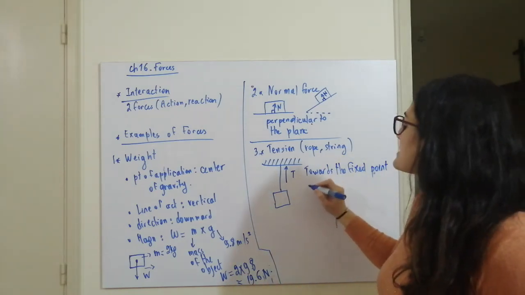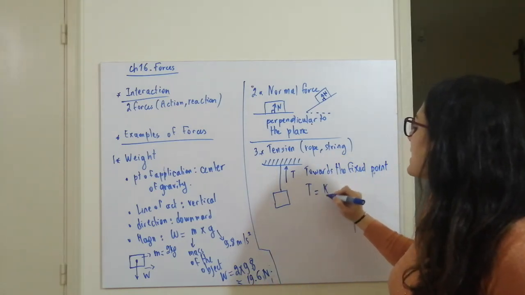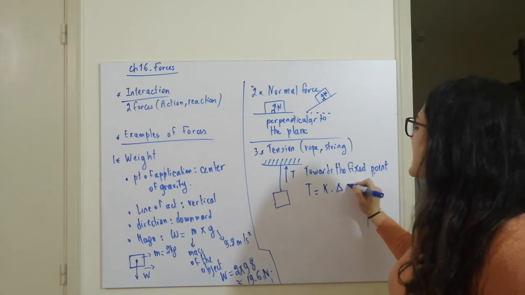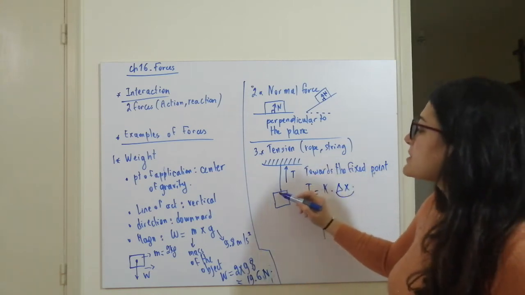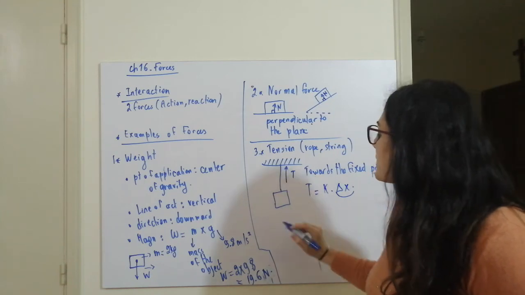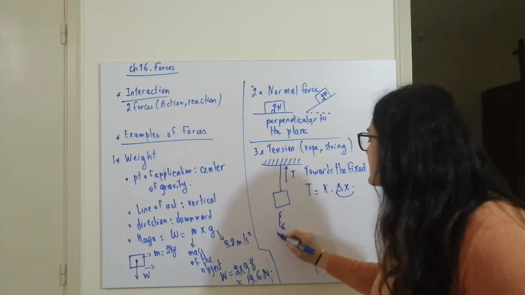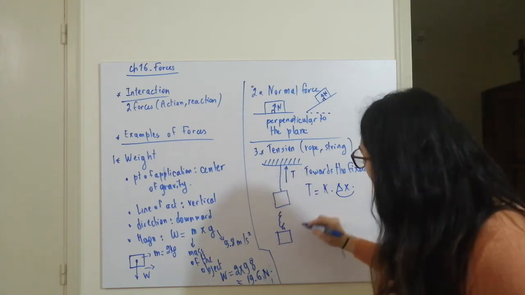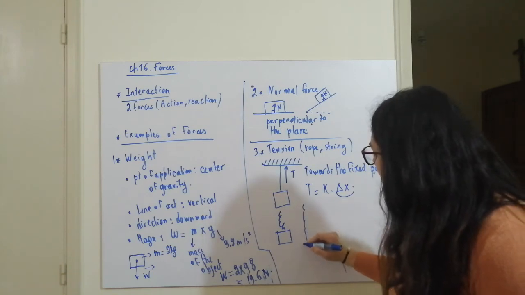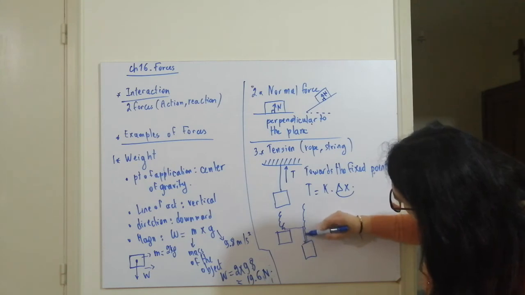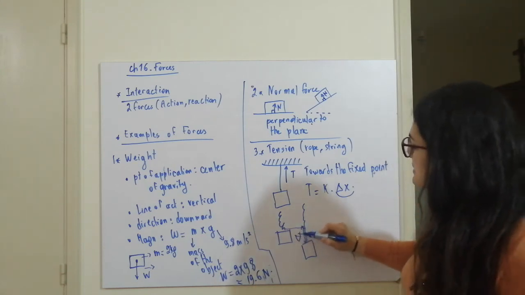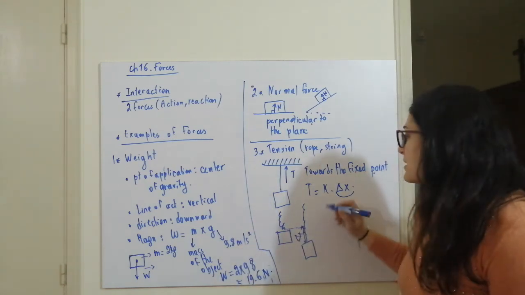Now to calculate the tension, T equals K times delta X, where K is a constant. Delta X is the difference in the displacement of the object. Let's say you have this example, so the difference between these two is called delta X.